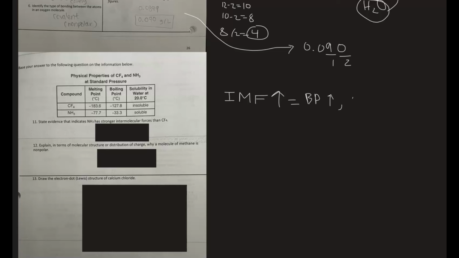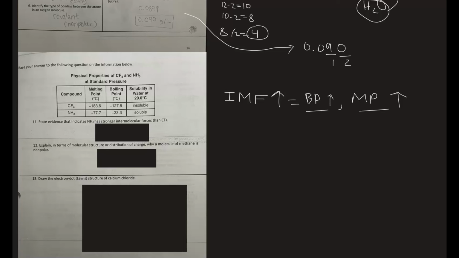And its melting point should be very high as well. So we can just look over here. It's the evidence that NH3 has stronger intermolecular forces than CF4. So let's just look at their boiling points and melting points.